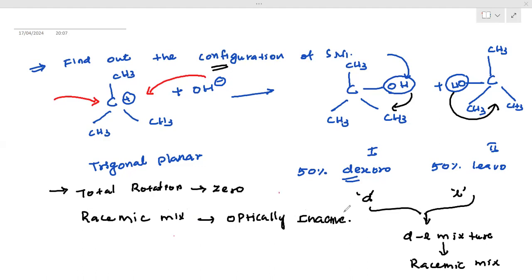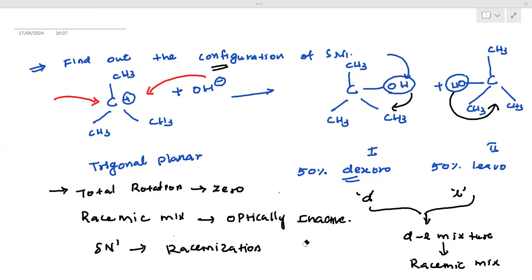Now what is the configuration? First of all we want to find out the configuration. In an SN1 reaction, following the configuration, it is racemization. The product is called a racemic mixture, and that process is called racemization. I have written racemization or racemic mixture here.